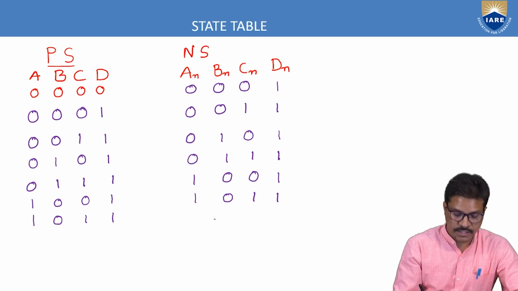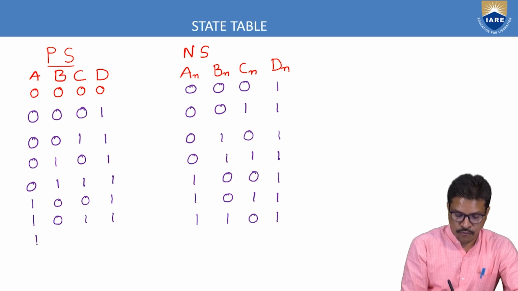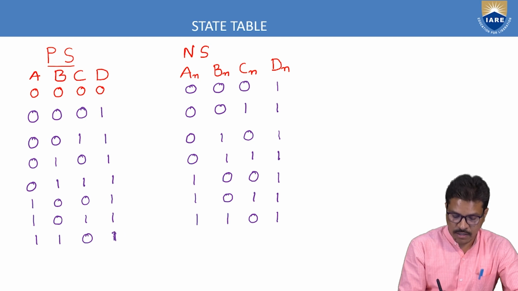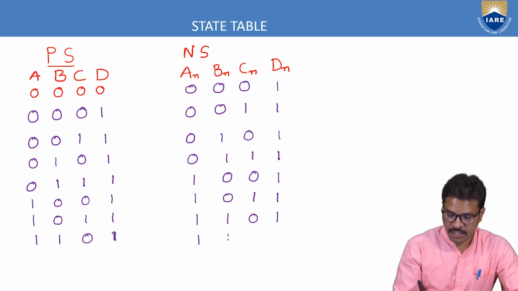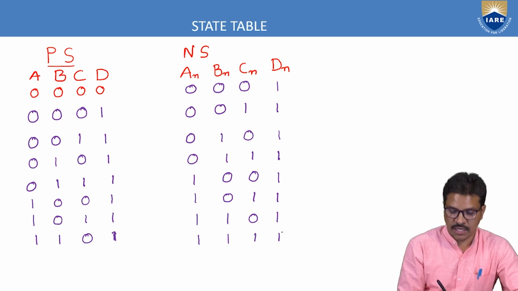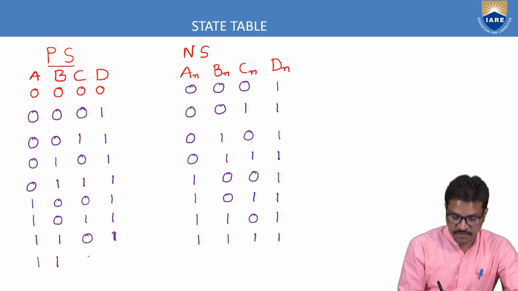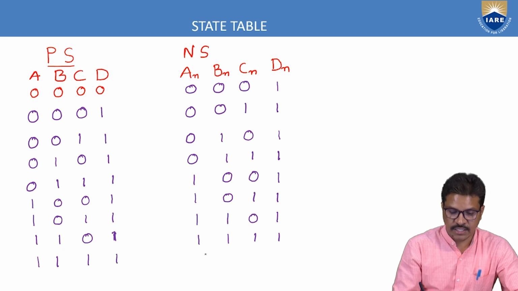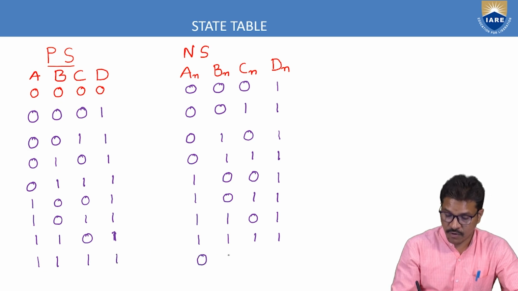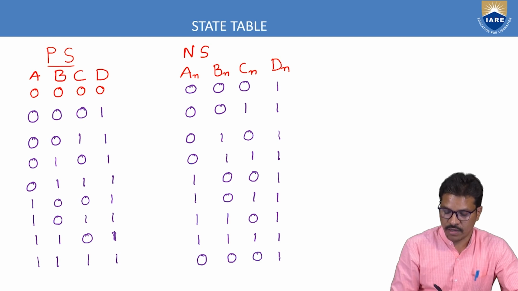The next number is 13, 1, 1, 0, 1. If the present state is 1, 1, 0, 1, the next state is 1, 1, 1, 1, like 4 ones, 15. The present state is 15. The next state, according to the state diagram, will go to 1. Again it will repeat to the odd number 1.